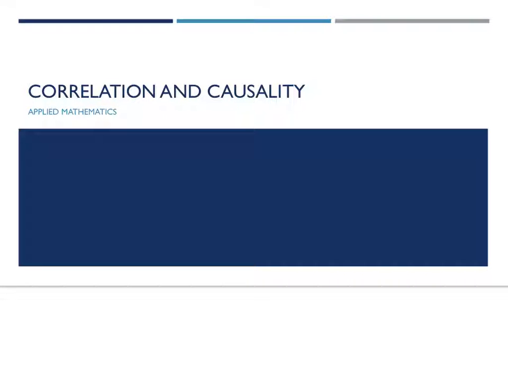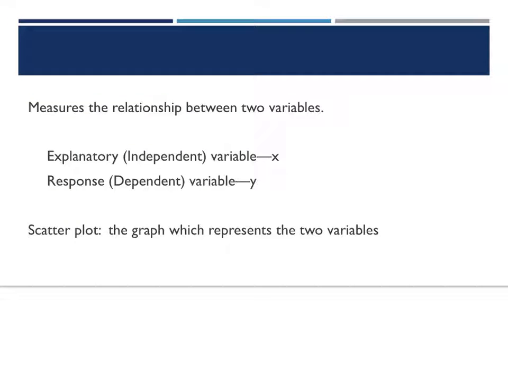This section is on correlation, and we talk a little bit about cause and effect. This section is a little bit different because instead of having one set of data, we have two. And the idea is to see if we can find a relationship between the two different sets of data. Now, we do have a couple of vocabulary words here.